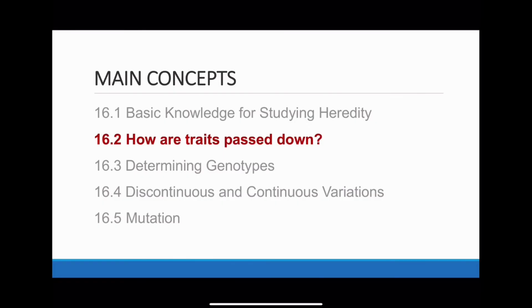Alright, hi guys. So welcome to this lesson, which leads up from what we learned about heredity. In the previous lesson, we learned about all the different terms: alleles, chromosomes, genes, genotype, phenotype, homozygous, heterozygous, etc. In this video, I'm going to focus on the concept in 16.2, which is exactly how traits are passed down from our parents to ourselves.